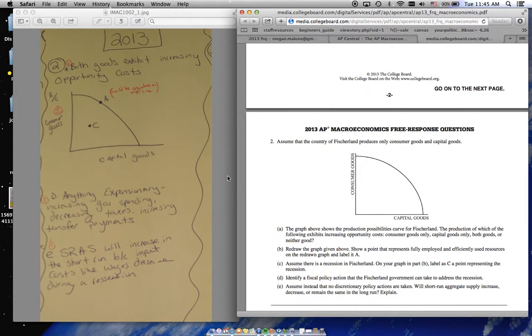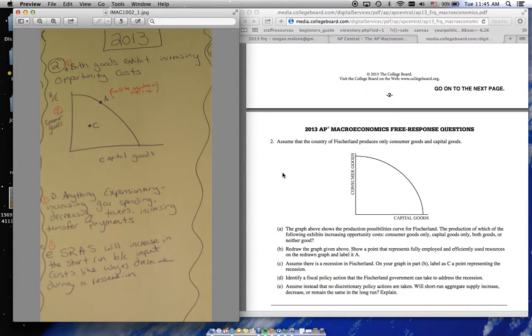All right, so in part A, they are showing you your production possibilities curve for Fisherland. The production of which of the following goods exhibits increasing opportunity costs? And the answer should be both of them. Because it's a curved line, we have opportunity costs no matter if we produce more capital or more consumer goods, as we move to both. If it was a more straight line, you could have said other things, but this is the simple one: there is opportunity cost.